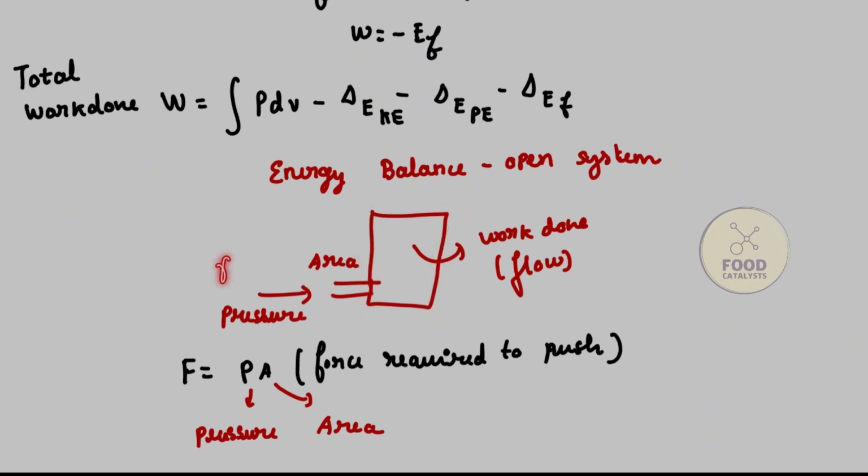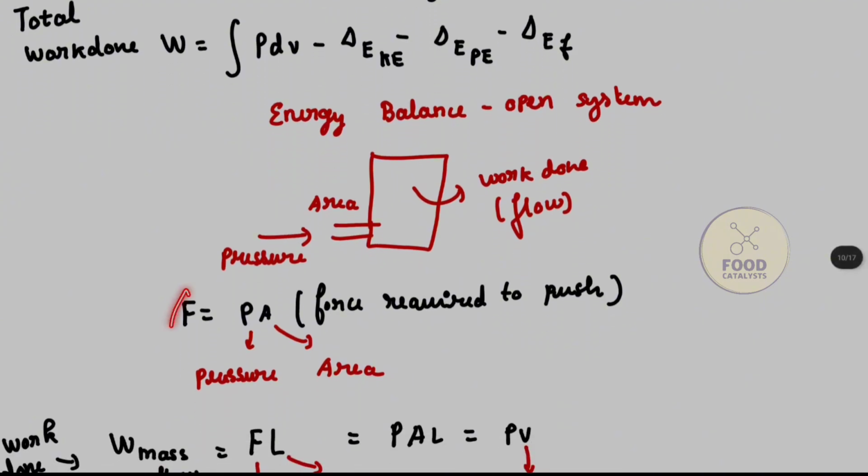I am putting a product, and that product is going under a pressure in a specific area. Now here in the system, the work is actually done, and that work is the flow. The liquid is actually flowing. That is also work done, right? So I am taking that flow as work done. First, let's take what F is here. F is a force, that means pressure into area. Force that is required to push the liquid or the product on which we are going to do the work.